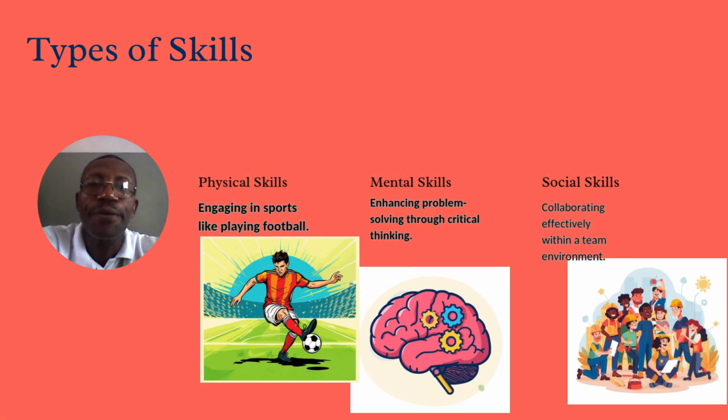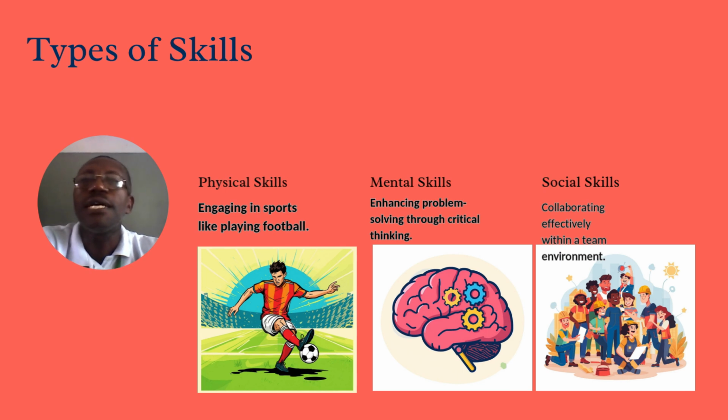All right, welcome back. So we'll be looking at types of skills. So the very first type of skill we'll be looking at is physical skill. Now, when talking about physical skill, we are talking about that type of skill you acquire by moving your body. A typical example is sports. So if you acquire a sporty skill that involves you moving your body, running, moving your arm, it is a physical skill.